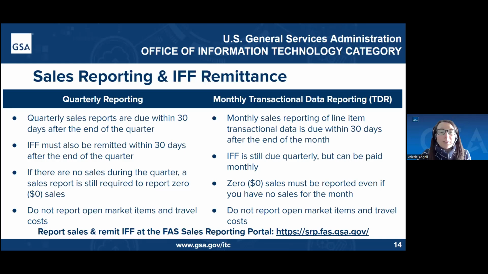Finally, I want to note for both TDR and non-TDR vendors, take a look at the bottom of the screen. This is where you'll report sales and remit IFF. It is a link to the FAST sales reporting portal, and the link is provided. GSA will send email reminders to submit your sales reports. They usually come from your ACO. We do ask that you please make an effort to submit your sales on time because your ACO will definitely appreciate it. Next slide.